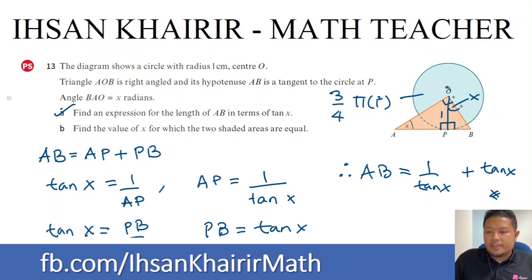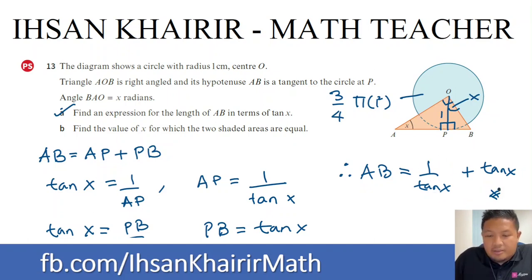So now we want to find the expression for the area of the orange triangle. The area of a triangle, if you remember, it's half times base times height. For this one, do we have the height? Yes, it's 1. Do we have the base? Yes, it's AB.